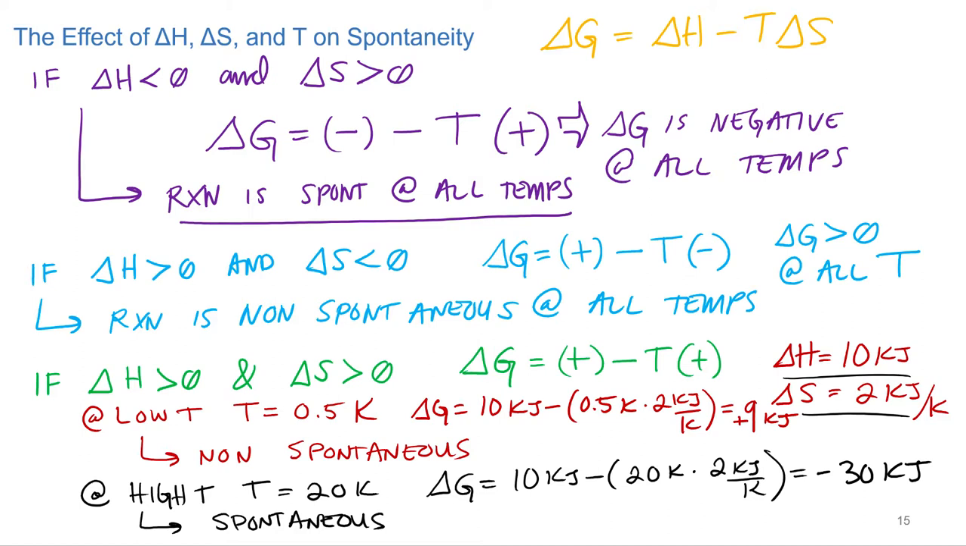And the real point I'm making here, not with the actual numbers, is that for this system, where the enthalpy is positive and the delta S is positive, there's going to be a temperature at which this reaction or physical process becomes spontaneous. All right? For this one, at low temperatures it's non-spontaneous. At higher temperatures, it is spontaneous. All right? A good example of that is something really simple, water boiling.